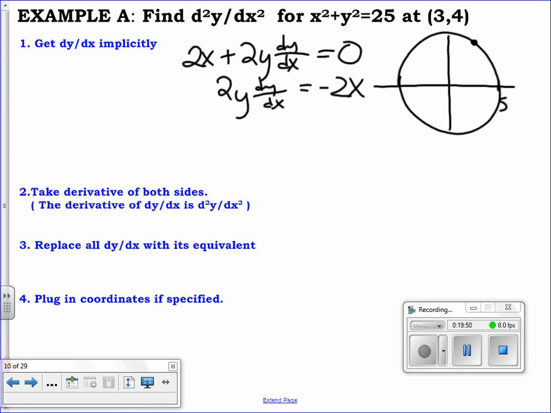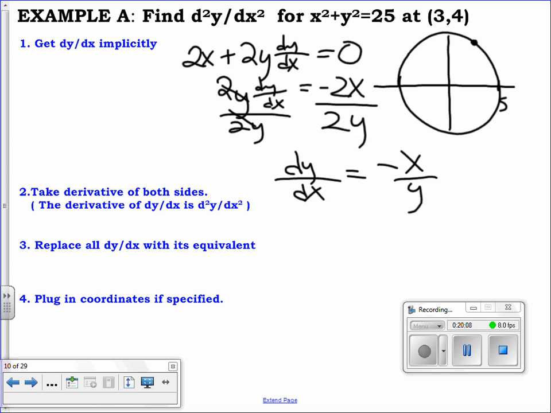And we don't even have to factor out dy/dx. It's just one term. What's left to do? So divide, right? Good, even the 2's cancel. So we have the first derivative, dy/dx equals negative x over y.